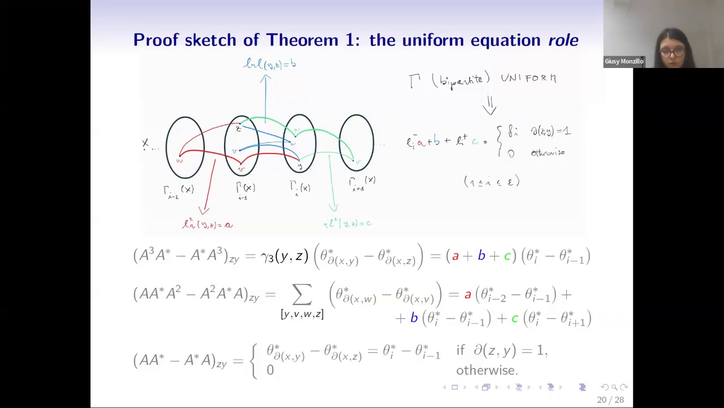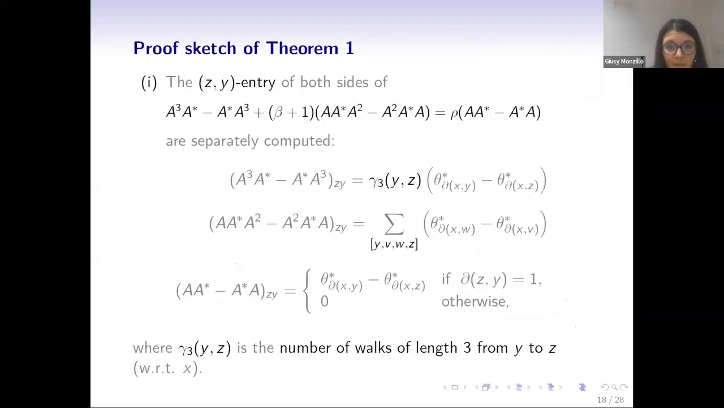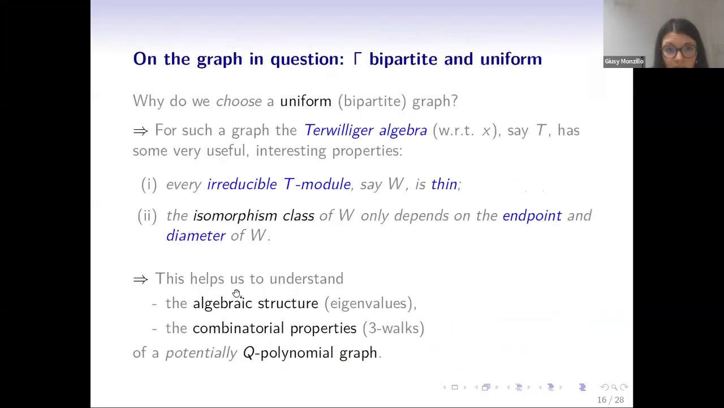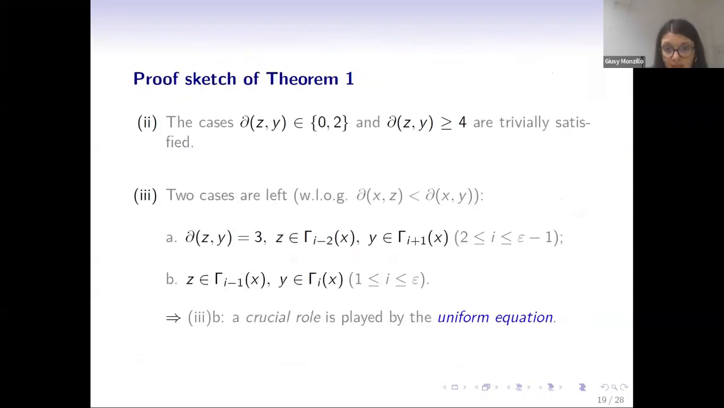So combining all these things together, let me just recall what we have here, plus these conditions, because now we are imposing this restriction condition on e_i^-, e_i^+, f_i, we get also in this special case, using the uniform equation, passing through that, 0 equals 0.